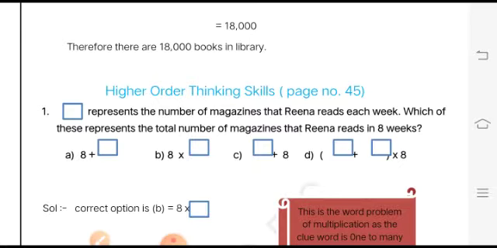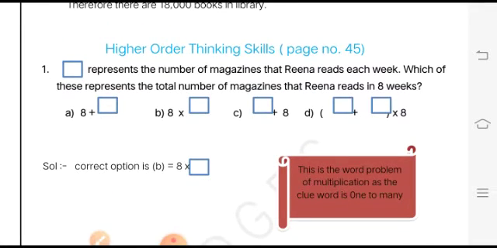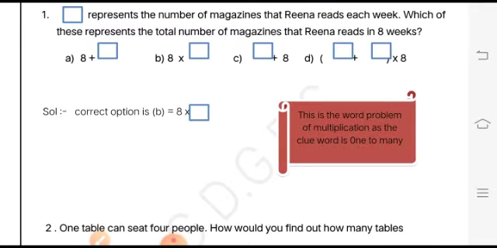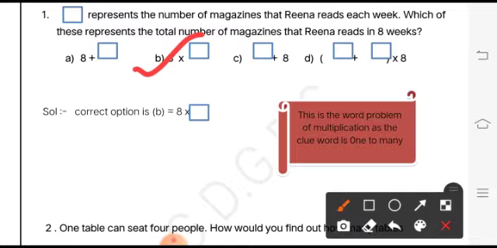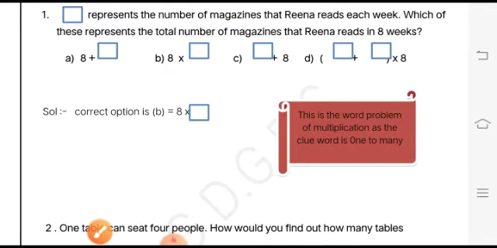And all of you know, whenever questions of such types are given, we have to make use of multiplication to find the total number. That means option B, 8 into box, is the correct option. That means everybody is supposed to take option B.